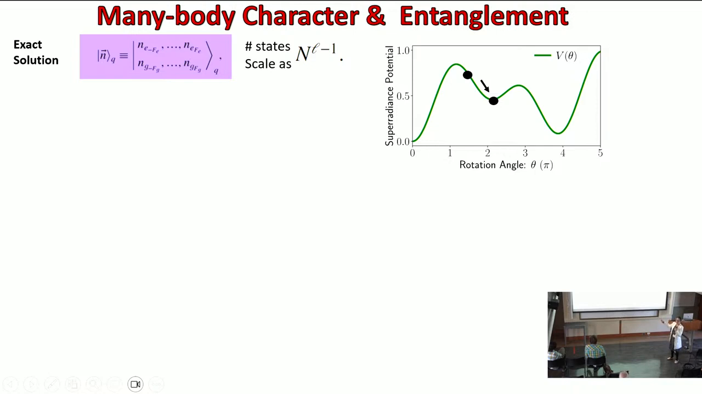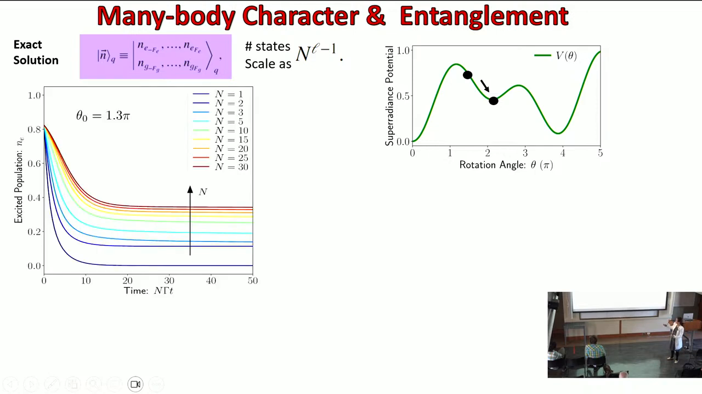The scaling is not that nice as in the two-level case. If L is the number of levels in each manifold, the permutationally symmetric Hilbert space scales as n^(L-1), but we can solve it exactly for this particular condition from 1 to 30 atoms, and you can see that for n equal to 1, the system decays to the ground state. There is no dark state. So that's good because it tells us there is no dark state for a single atom. So the dark states are many body.